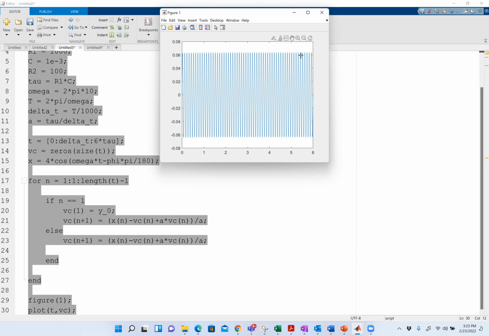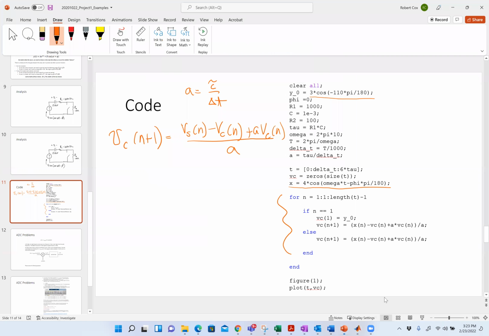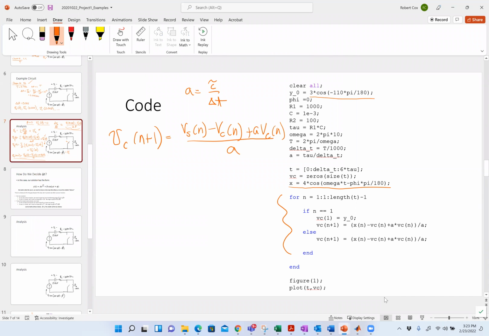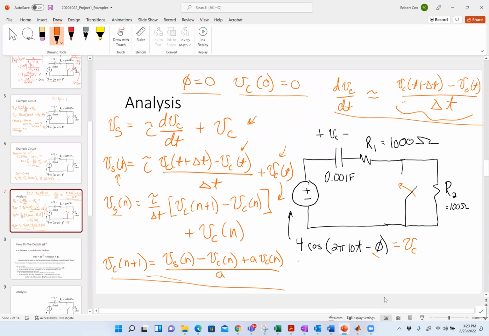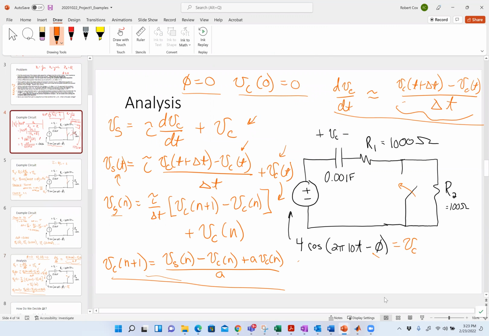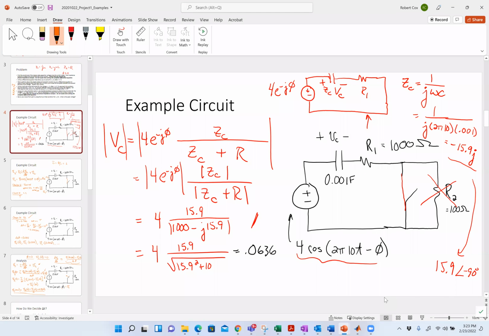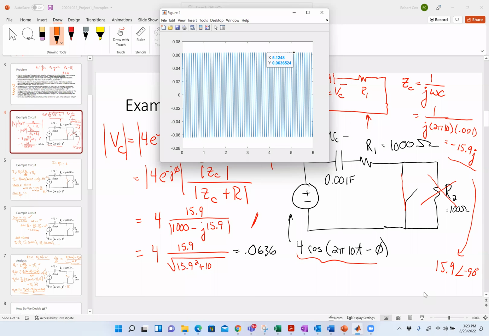If I look at the amplitude of this, what is the amplitude here? If I put my little data tip on, this looks like it's peaking around 0.063 something. And if I go back to whatever we calculated, it was 0.0636. So what we're seeing there in MATLAB looks pretty darn close to what we expected it to be, so I feel pretty comfortable that I've got the right answer at this point.